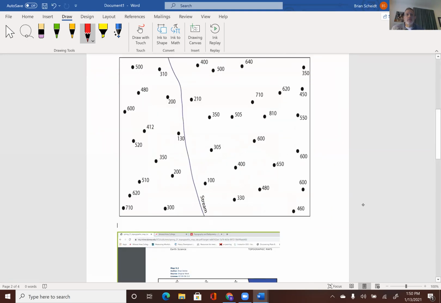Now, the second portion of this lab is going to be drawing in your own contour lines. I'm going to actually switch markers here.